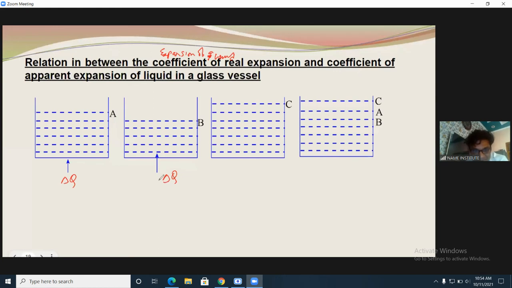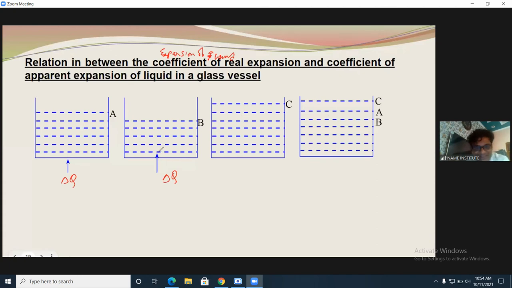Now, in the next diagram, whenever heat is transferring to the liquid, the liquid and glass both will expand. But everybody knows in a class here, expansion of the liquid is more than solid. So yes, glass is in a solid form.